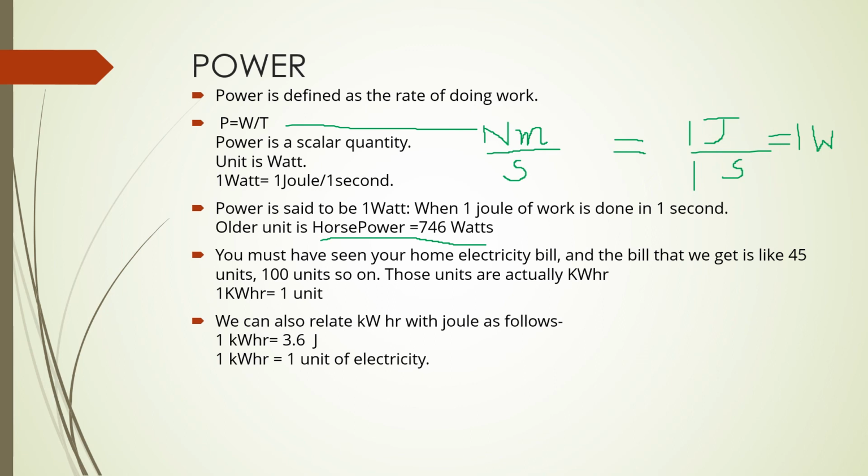You must have seen your home electricity bill, and the bill that we get shows something like 45 units, 100 units, and so on. All are familiar with that. When you get the electricity bill, it might say you consumed 45 units or 60 units. So what does that unit mean? Actually it is the kilowatt hour, the unit we use for electrical energy. 1 unit means 1 kilowatt hour. If you have any doubt, take out the electricity bill and check it.